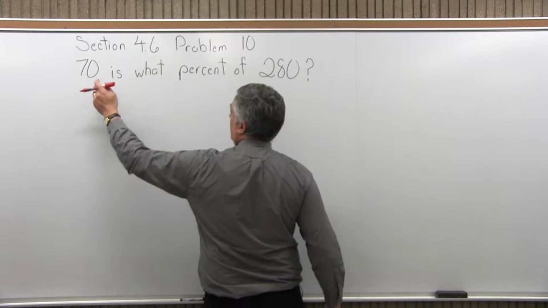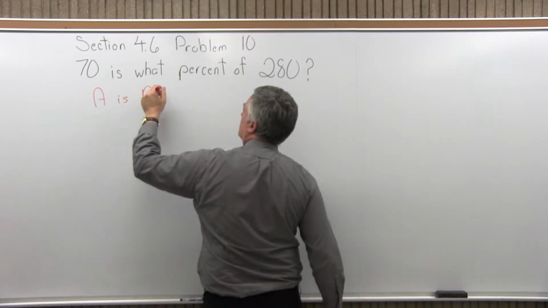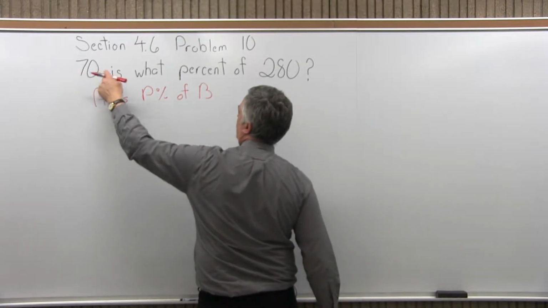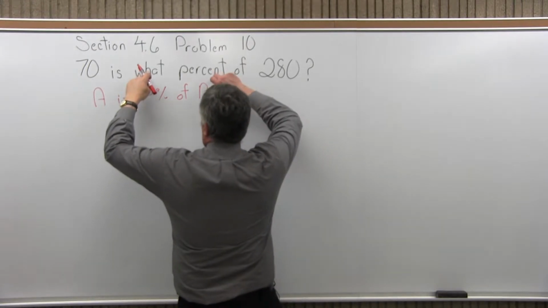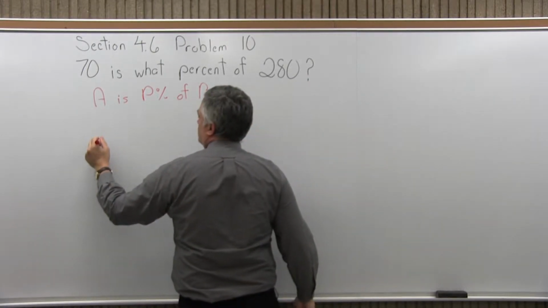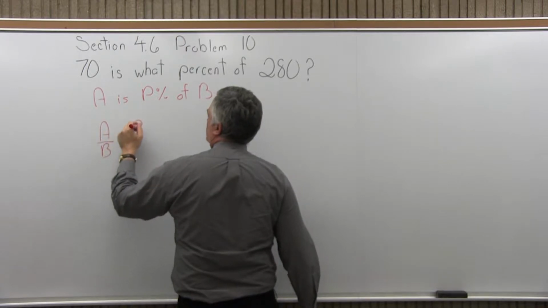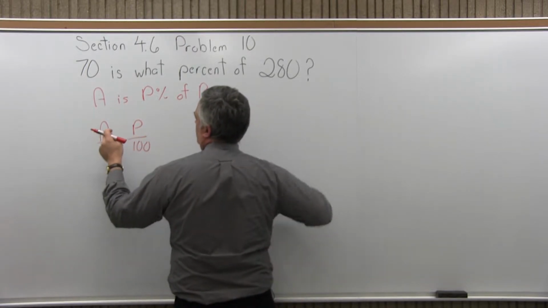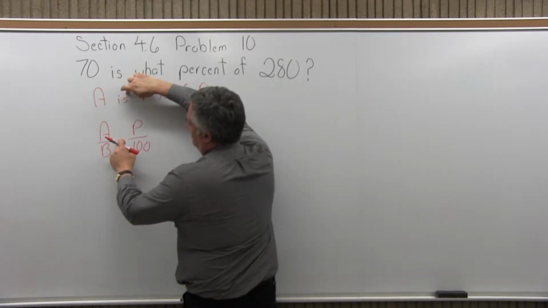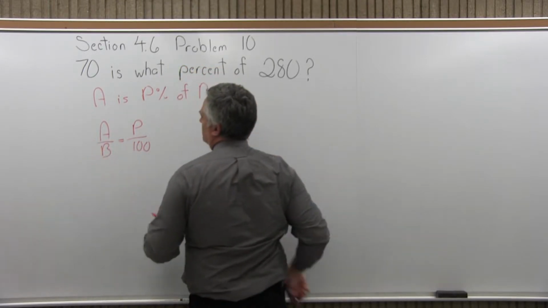So we want the question to be in the form A is P percent of B. And that's really what we have. A is the 70, is P percent, that's the unknown, of B. B is the 280. So since it is in that form, we'll set up the equation A over B equals P over 100. And as you fill it in, I think of starting at the A and just going around the circle. A is the equals P percent, the 100 is a percent, of B.